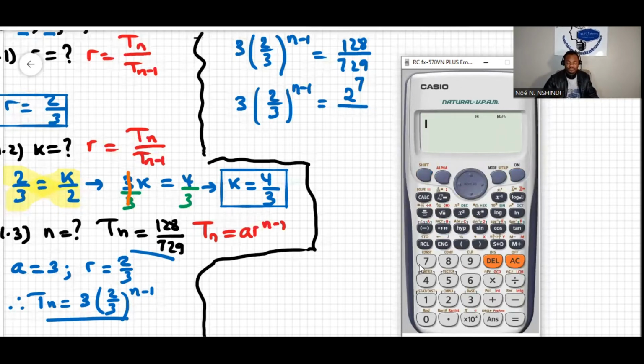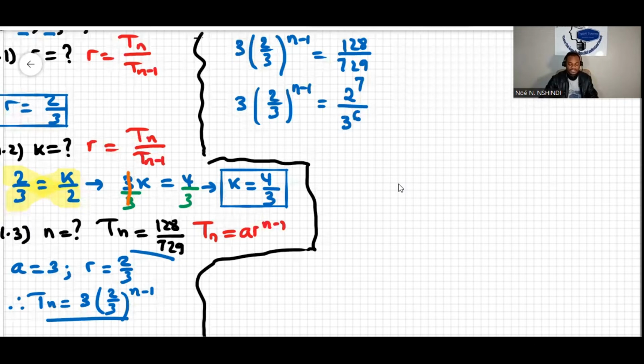Similarly, we can do 729. You press equal, and then shift, and then fact. That makes 3 to the power of 6. So this can be written as 3 to the power of 6. So now what next can I do?